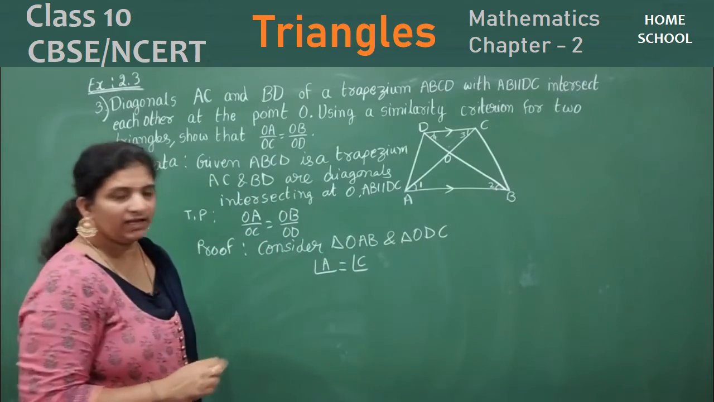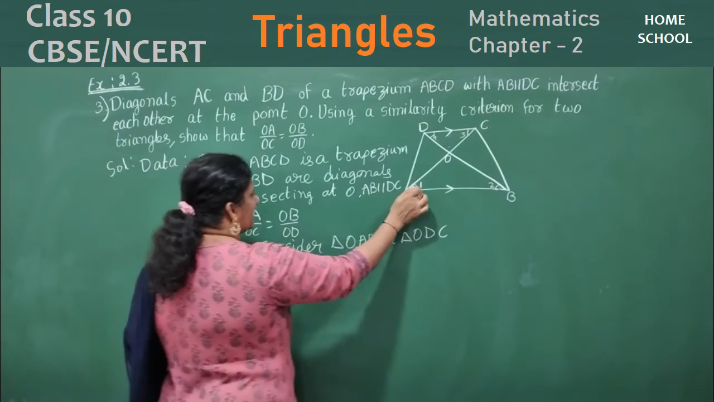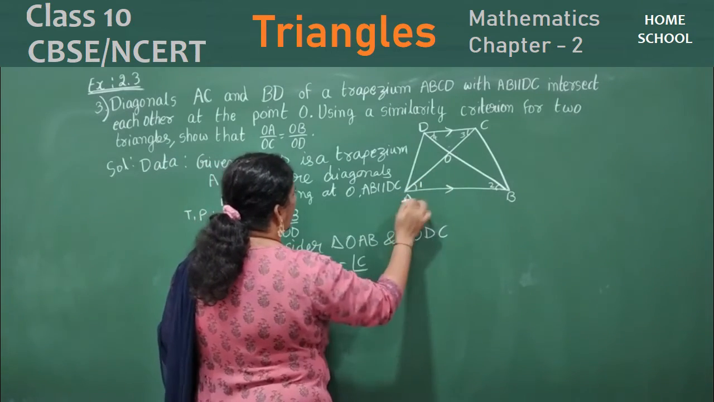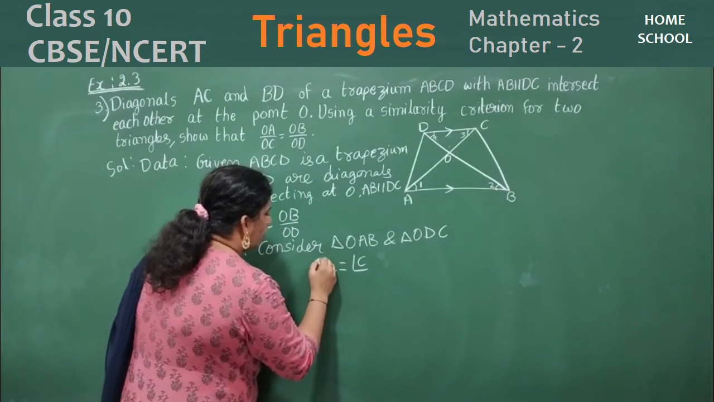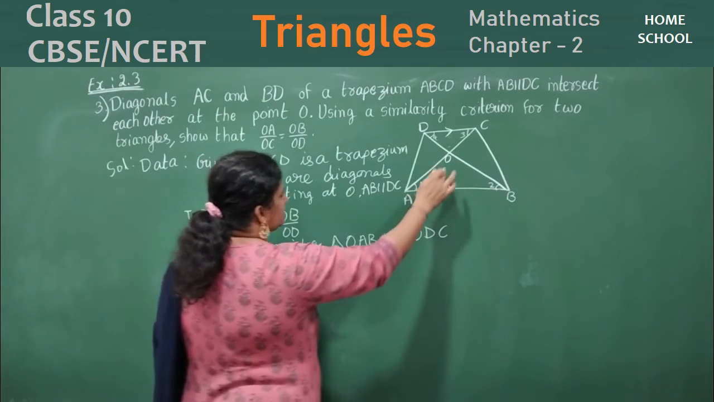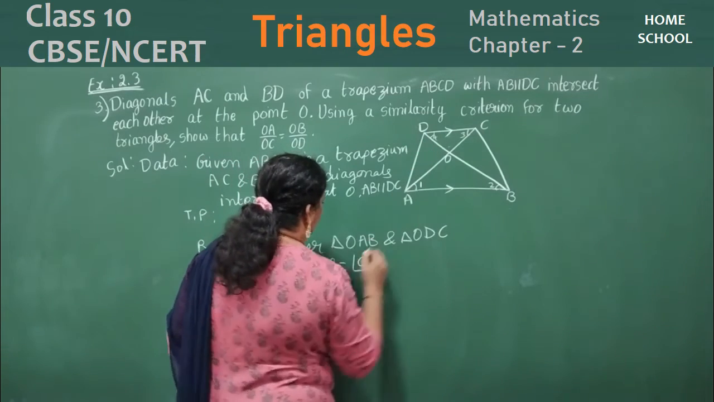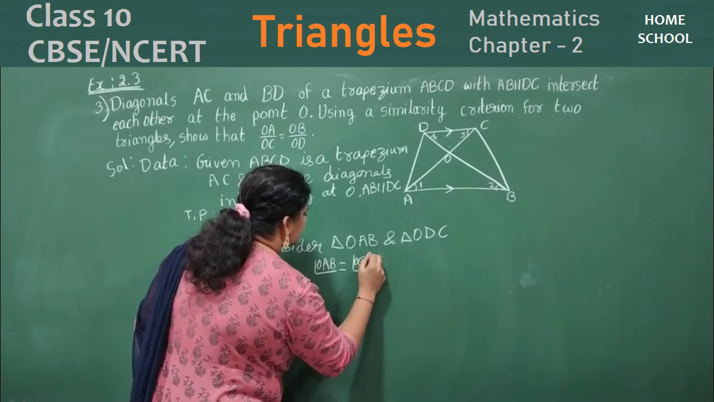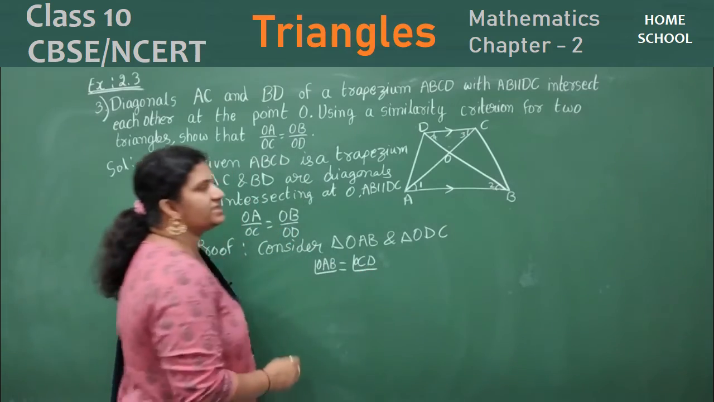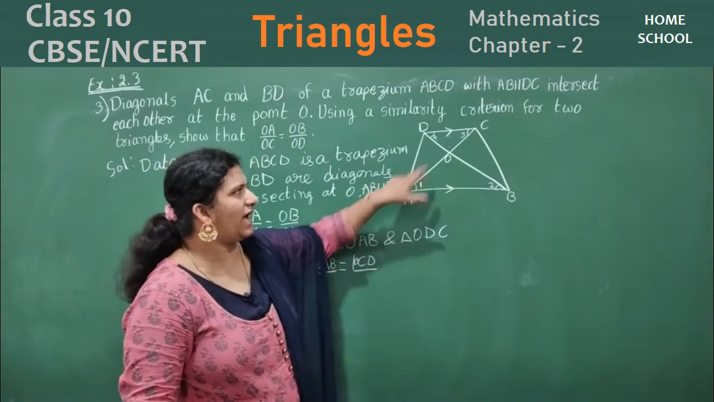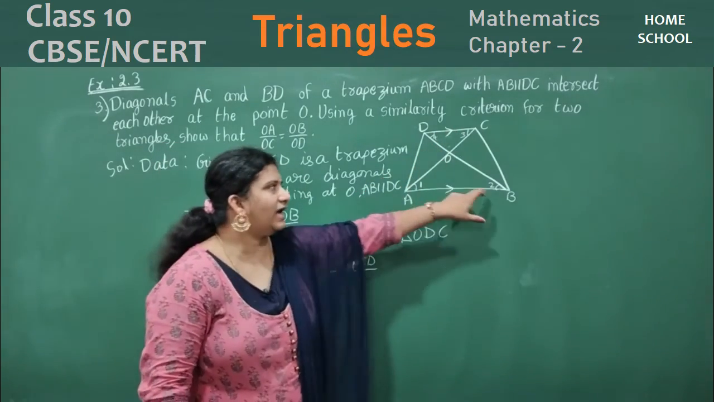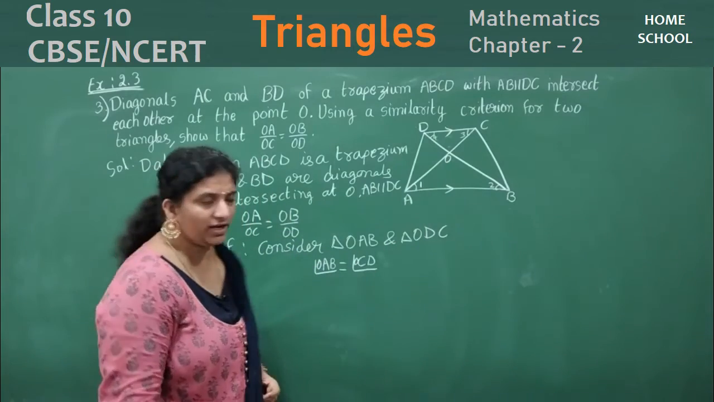Okay, so we know that angle A is equal to angle C. So complete angle you can write here. How do you write? Angle A is the main concept. Angle OAB is equal to angle OCD. So just understand here. If you want, you can write angle 1 is equal to angle 3. Angle 2 is equal to angle 4 also you can write.